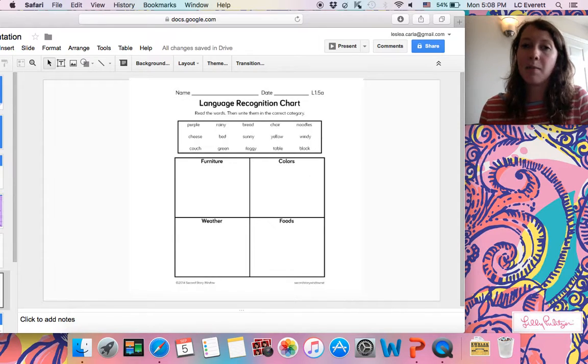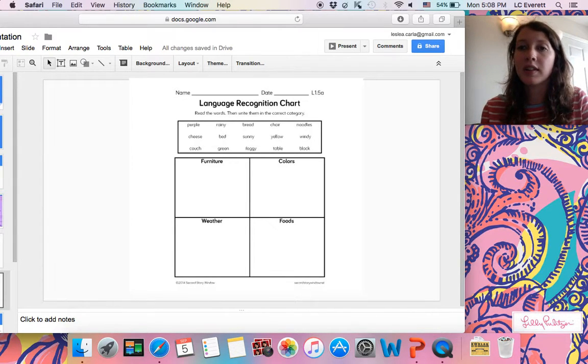So this is an example of the categorizing. In this one, students would be given a word bank, and there are different categories, and they'd have to fit each word into a category. For instance, on this one, the categories are furniture, colors, weather, and foods. Let's take the word bed, for example. You'd have to figure out which category it fits in.